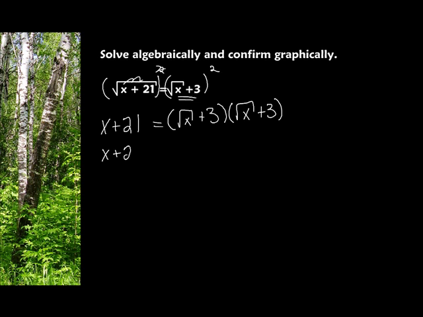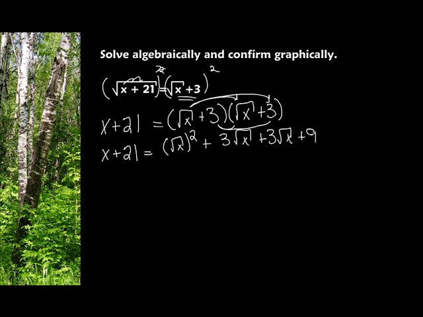The left side doesn't change for now, but now I need to FOIL. So the square root of x times the square root of x is the square root of x squared, plus, that's the first. Now I'm going to do the outside, which is 3 times the square root of x. The inside, plus 3 the square root of x. And the last, plus 9. Now, on the right side again, I'm going to simplify. Well, the square root of x squared is simply x, plus 3 the square root of x plus 3 the square root of x is 6 the square root of x, plus 9.